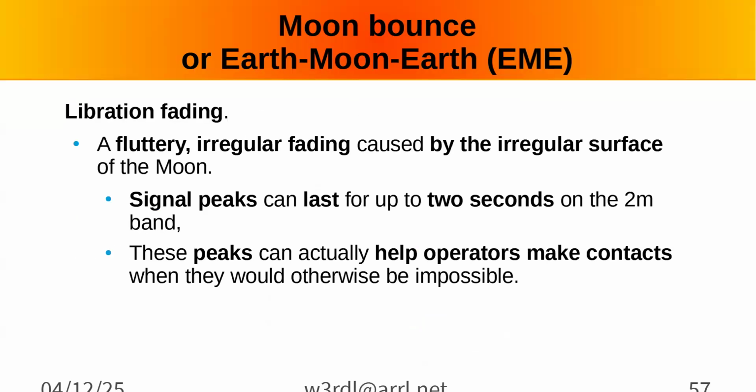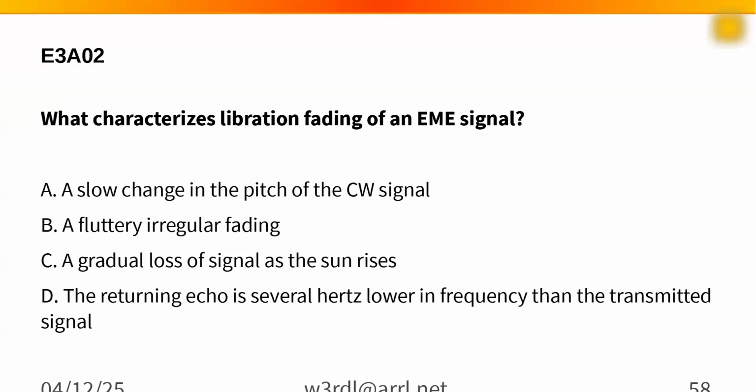Okay, you can have what's called libration fading. It isn't because the moon is fluttering, but because of the irregular surface. You don't know where the maximum strength of the signal is going to be, even though it's very broadband, broad width. It still varies because of the mountains and the craters and the fact that it's moving. So what characterizes libration fading of an EME signal?